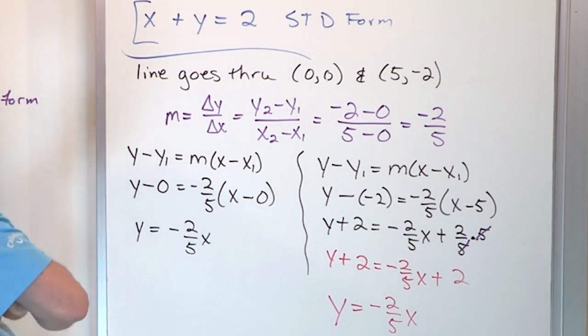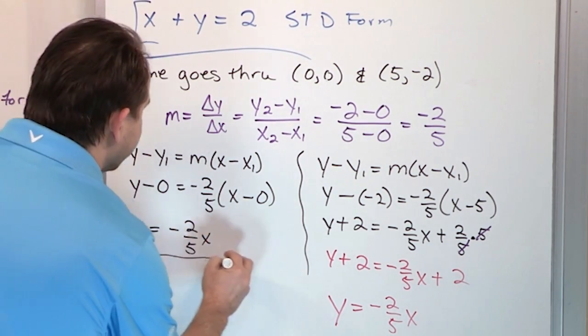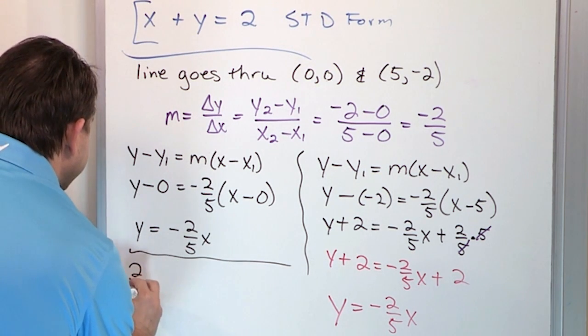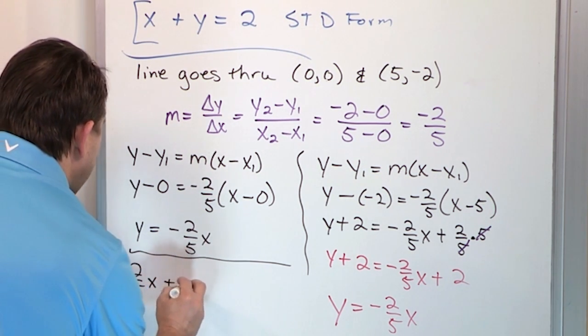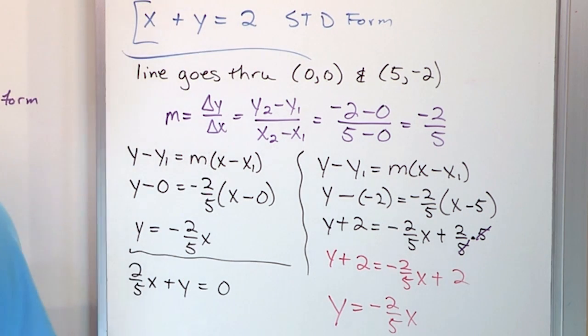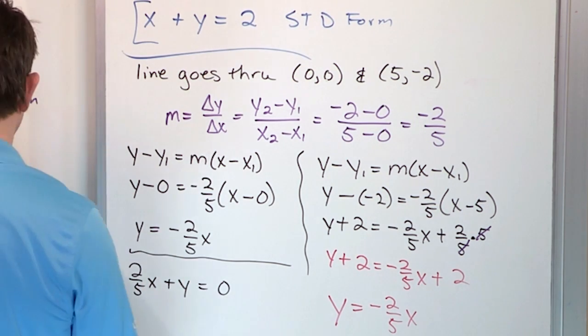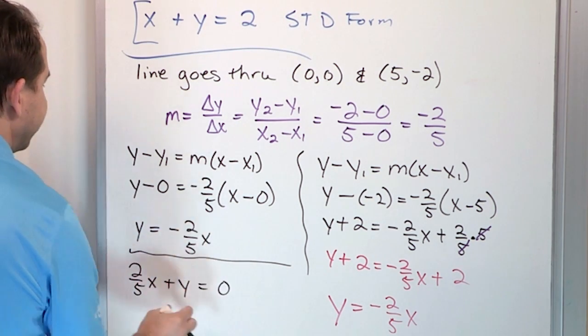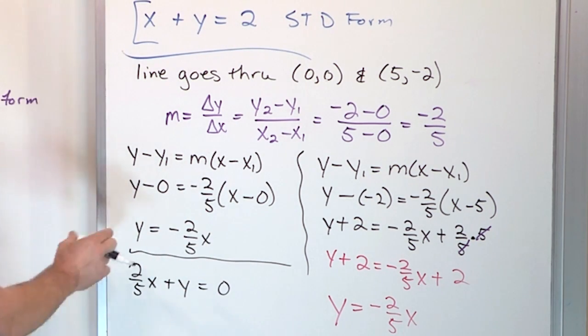Now I told you that generally we want to write these in standard form. So let's move this over, and in order to do that, it'll be 2/5 x plus y is equal to 0. Okay, 2/5 x plus y is equal to 0. Because I'm going to add the x term to the right, which makes it 0, I'll add the x term to the left and that gives you this.